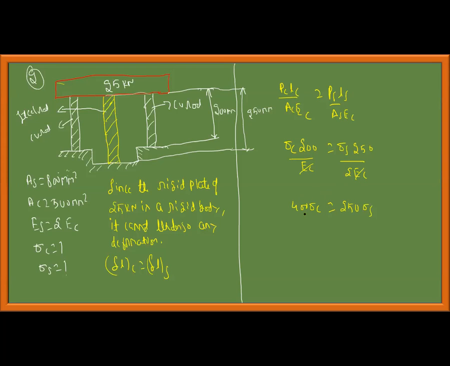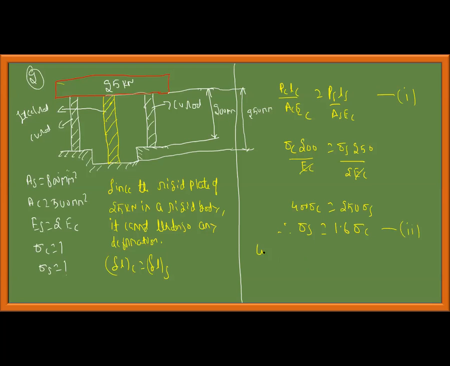Tell me the value in terms of sigma S. Therefore, sigma S is equal to 1.6 sigma C. The unit will be Newton per mm square only. Okay, but this is the compatibility condition. I'll call this as 1. I'll call this as 2.